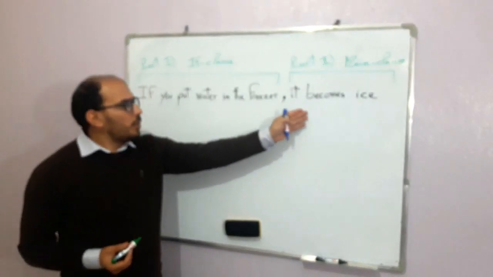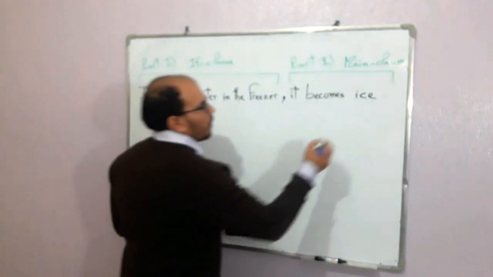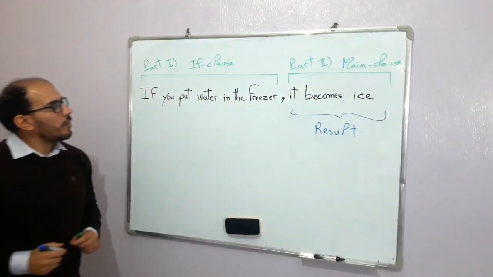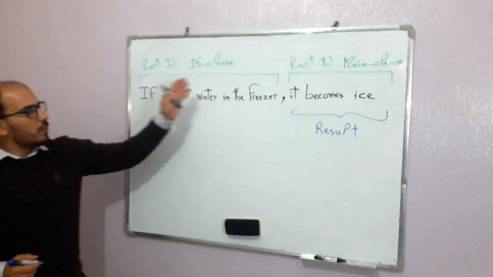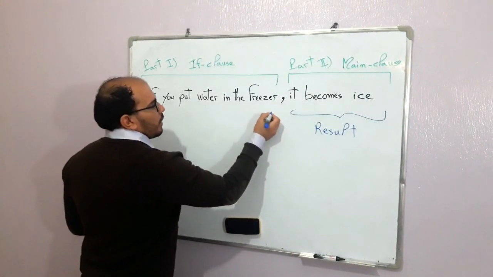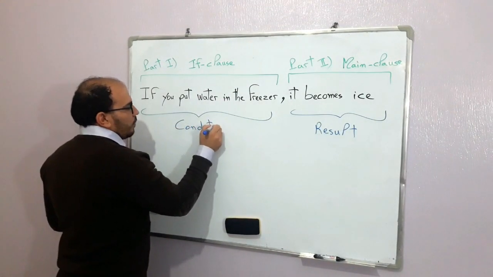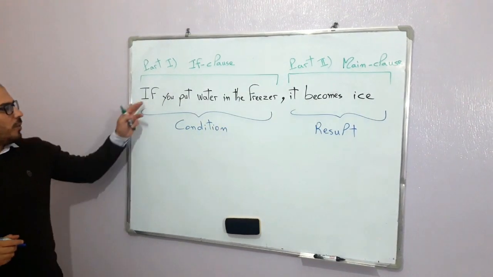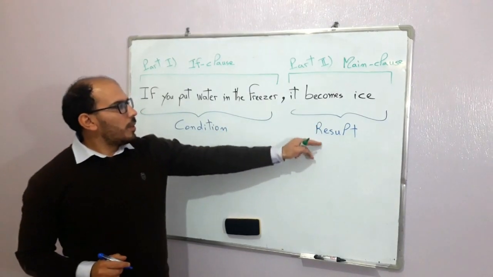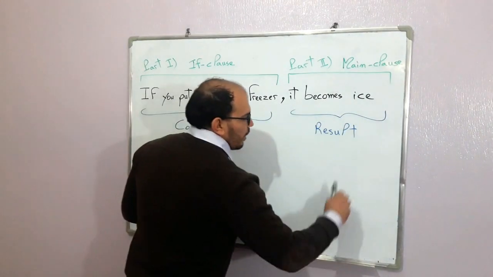Also, when we compare between these two parts in terms of meaning, if you put water in the freezer, it becomes ice. So when I say it becomes ice, what does it represent? We find out that it represents the result. This means this is the result of this, which is the cause or the condition. So if you have this condition, which is putting water in the freezer, you have this result, which is it becomes ice.